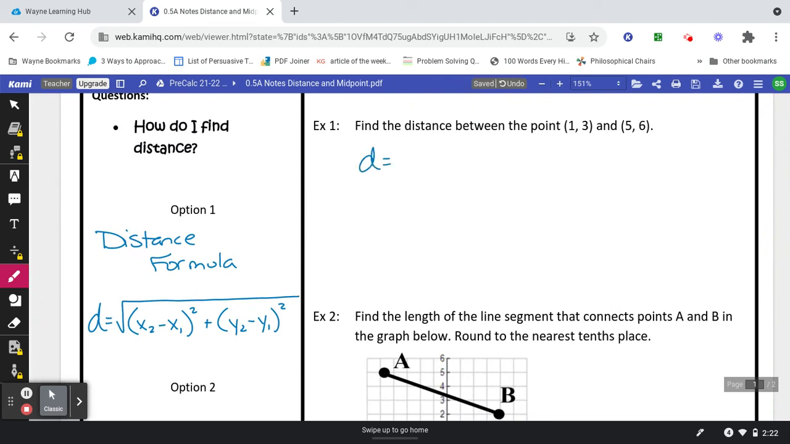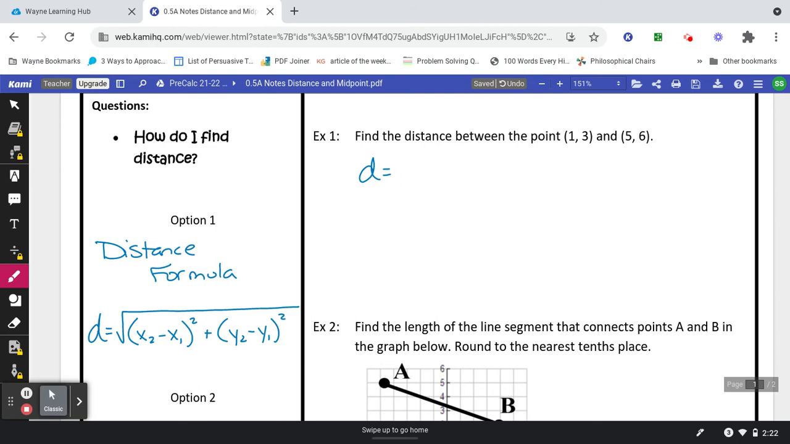So it's going to be d equals, and it's important that we label the points. x1 and y1 just mean the first point. And then x2 and y2, the reason they have the 2 is, again, just because that's the second point. And I highly suggest labeling. Most of the mistakes I see on these problems come from not labeling it correctly or not labeling at all, and then putting everything in the wrong place.